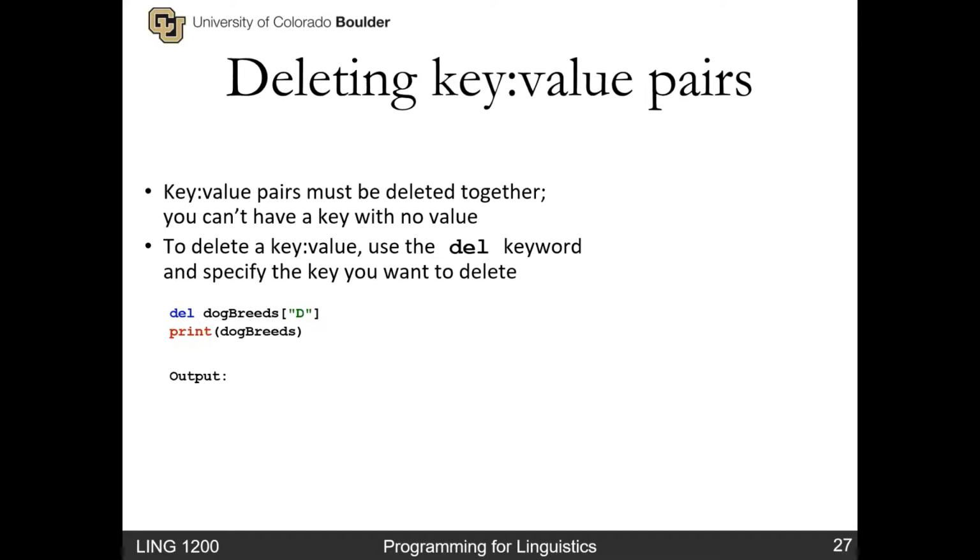And this keyword with the square bracket notation is going to delete both the key D and the value that's associated with that key. If we print out what we have after the deletion, we'll notice that we're missing that key and the value.